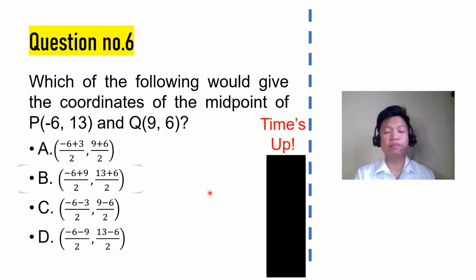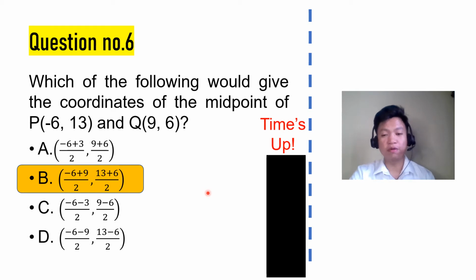Okay, time's up. The correct answer is B. Ayan. So again, yung question number 5, ano may gagamiting formula? So dito mo siya i-apply. Kukunin mo muna yung sum ng mga x coordinates niya. So dito you have negative 6 at saka yung 9. I-add mo yon. I-divide sa 2. And then for the y naman, yung second point natin, yung 13 at saka 6 ang i-add mo divided by 2. And then simplify, makuha mo na yung coordinates ng midpoint.